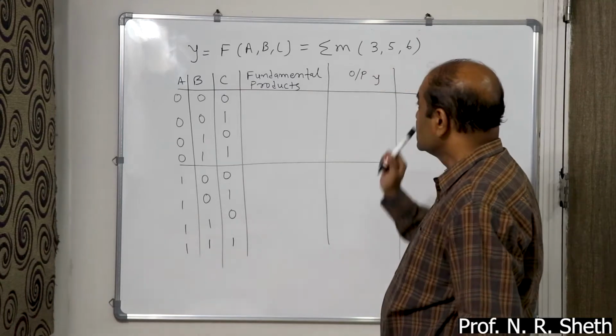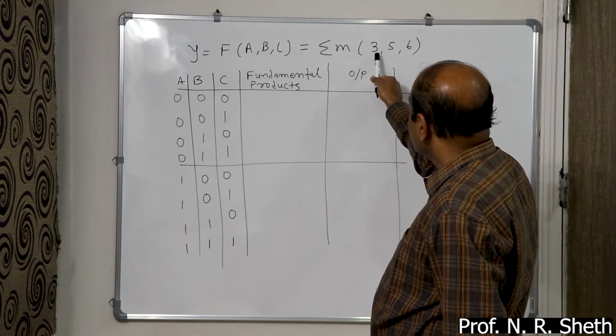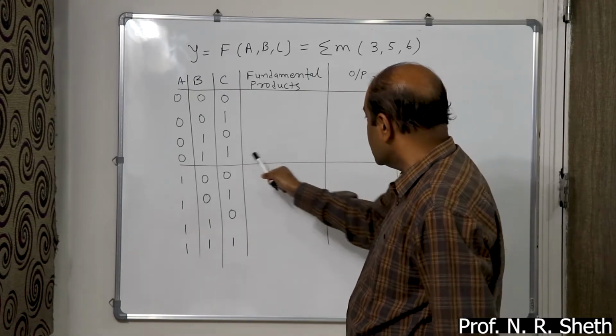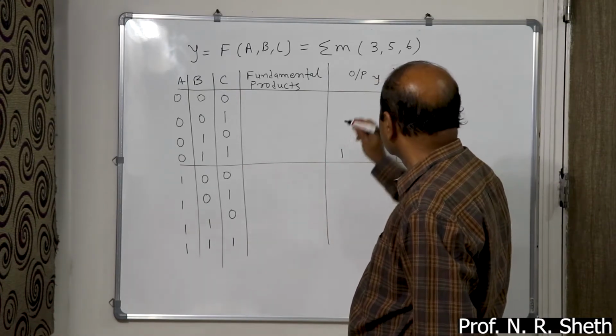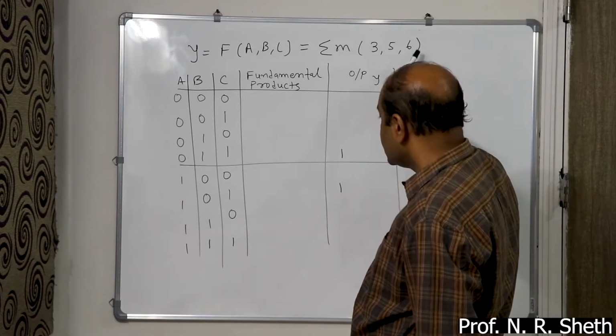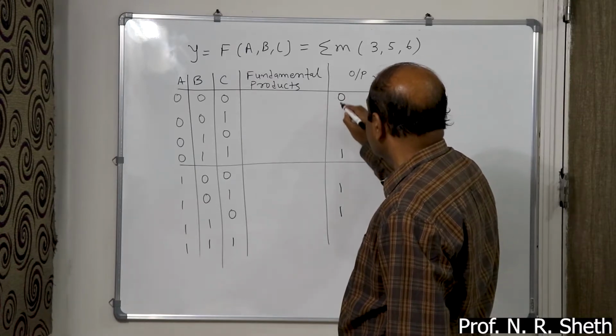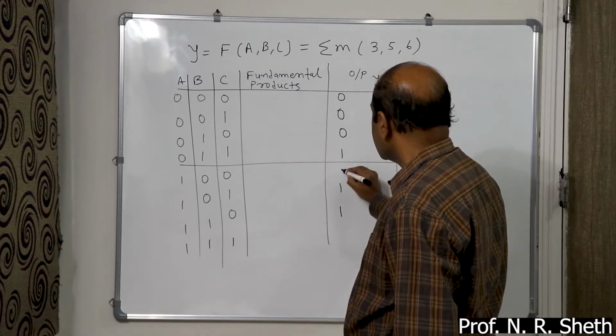Now output y is high for number 3. So 3 is here, and here the output is high. 5 means this one. And 6 is this one. For the remaining cases, it is 0.